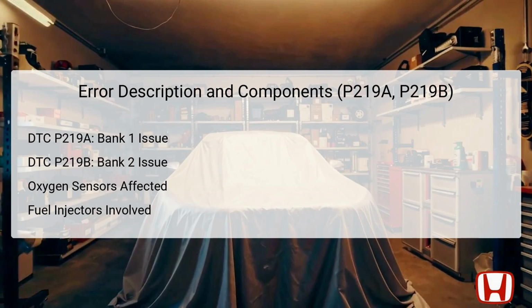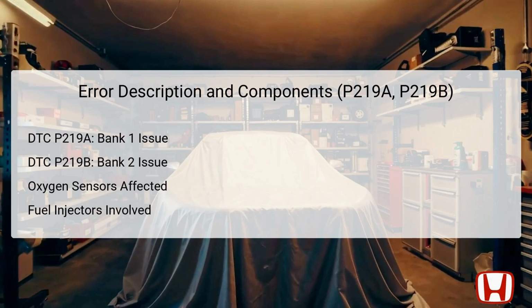The AF sensors, located in the exhaust system before the catalytic converter, are responsible for measuring the oxygen content in the exhaust gases, which informs the engine control unit, ECU, about the optimal air-fuel mixture. Any malfunction or degradation in these sensors can substantially impact engine performance and efficiency.